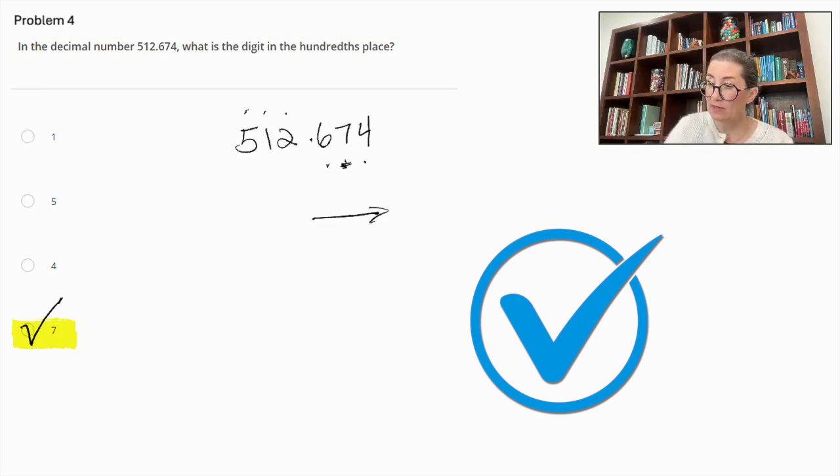1 is the tens place, 5 is the hundreds place, and 4 is the thousandths place. 7 is the correct answer.